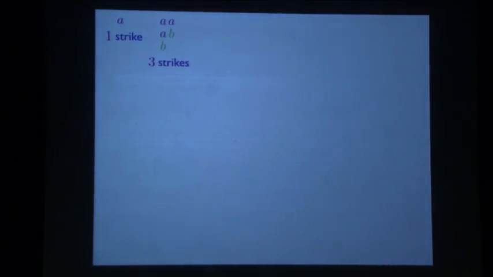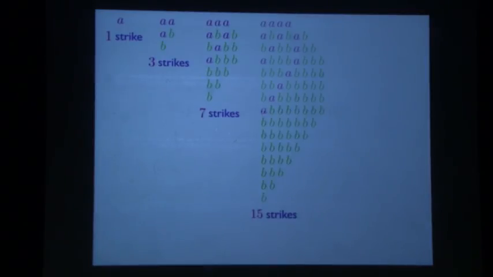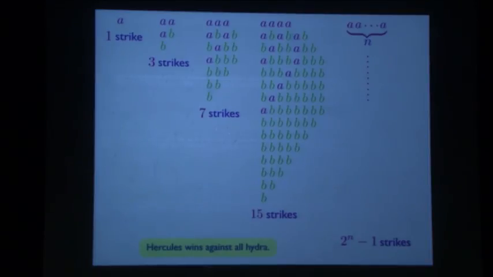Let's look at this systematically. Against a single A, he just kills that with one strike. Two A's, goes like that, 3 strikes. 3 A's, 7 strikes. A to the 4, 15. You can see the pattern. Against A to the n, he wins in 2 to the n minus 1 strikes. And in fact, he always wins. Nice exercise.